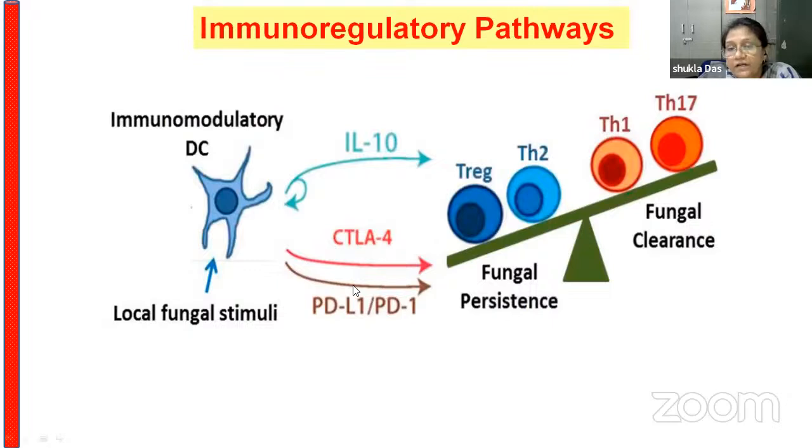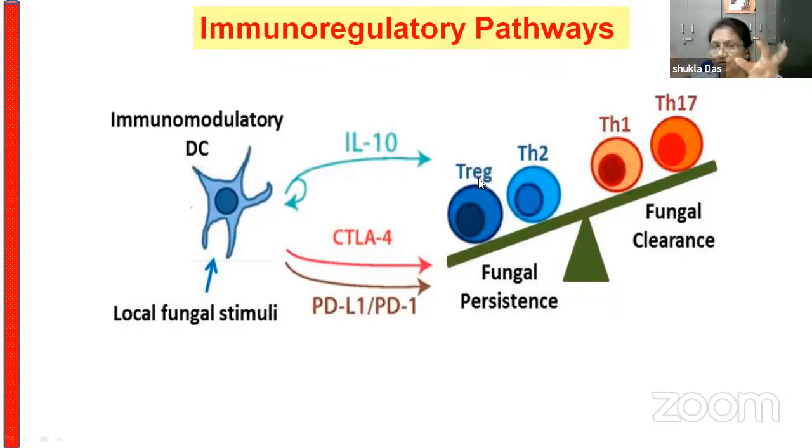So for immunomodulation, remember there are two pathways. One is CTLA4 and one is PD1, programmed cell death 1. These are the molecules which they express, and cytotoxic T lymphocyte. These two are very important. These are the two signals which produce IL-10, and this produces the T regulatory cells.